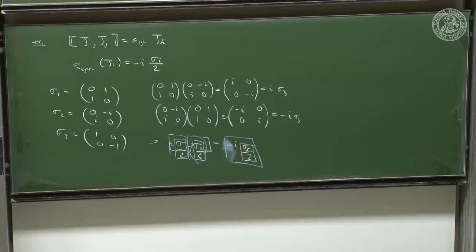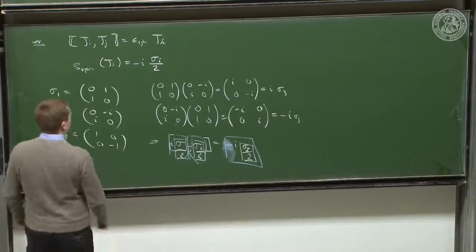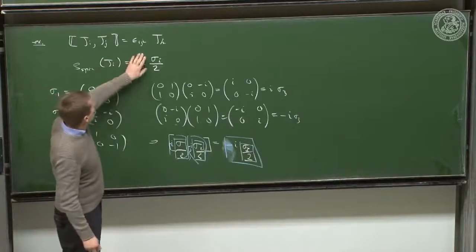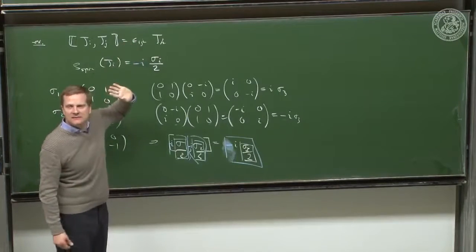Okay, so this is how you do that. And in quantum mechanics, we often decide that we want this to be Hermitian or something, and then we put an extra i here, okay?